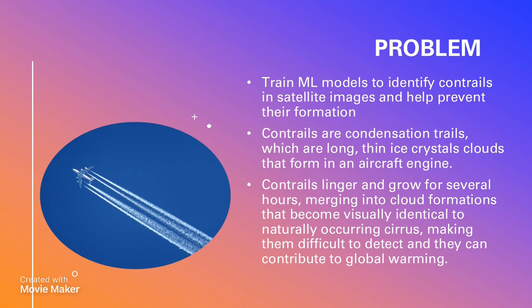So for context, contrails are condensation trails, which are long, thin ice crystal clouds that form in an aircraft engine. These contrails can linger and grow for several hours, merging into cloud formations, making them very difficult to detect and contributing to global warming. So the reason why it is important to detect them is to help researchers improve the accuracy of their contrail models that predict when contrails will form and how much warming they will cause.